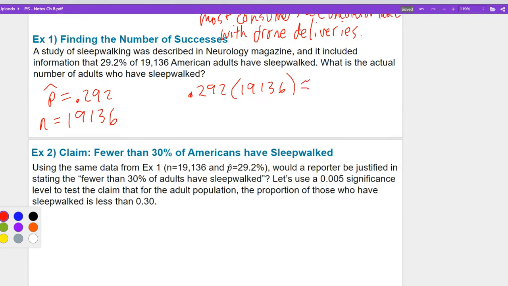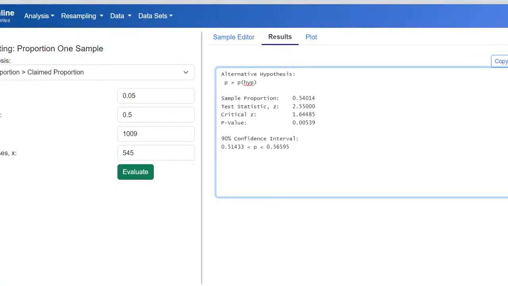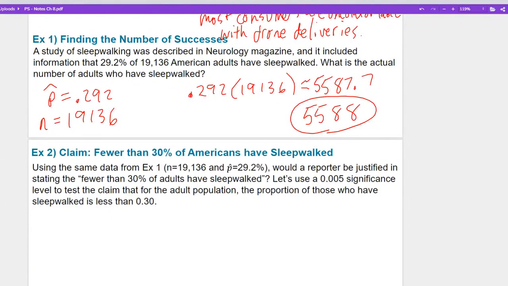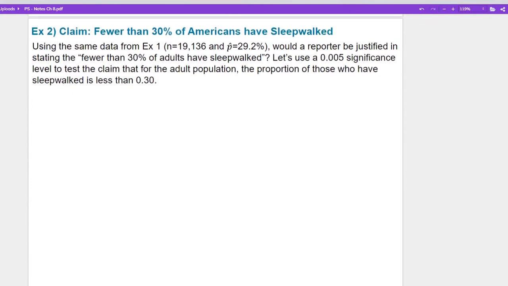You get about 5,587.7. But we're talking about the number of people, so you're going to have to round off to a whole number. So we're going to say 5588 right there. And you'll need that number sometimes if they don't give it to you, to plug into your calculator. If you're going to use technology, remember when we needed that number of successes, x? We needed that number, not a p hat value. We don't want to type in 29.2%. We need an actual number. So that's what that's going to be used for. So here's number 2.